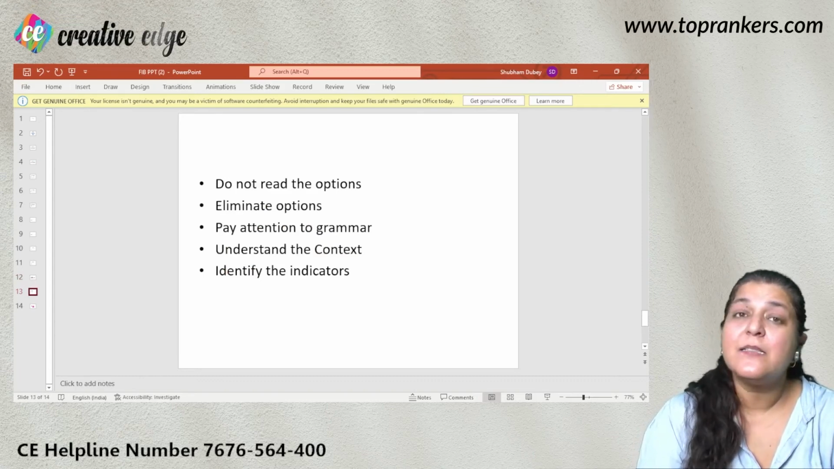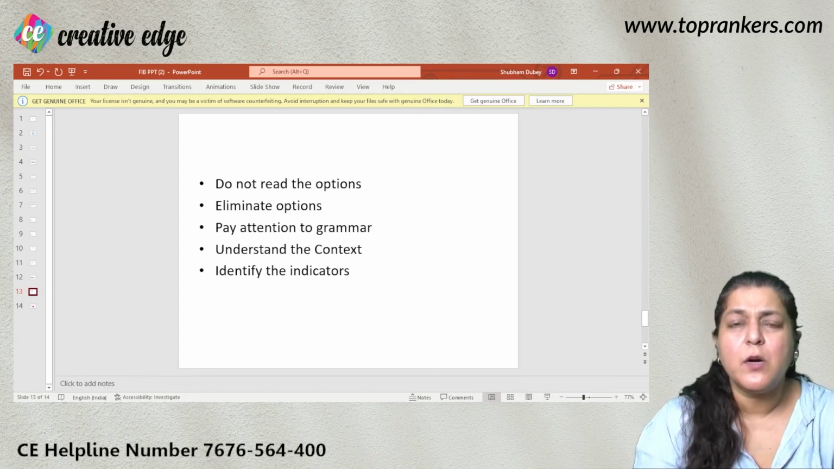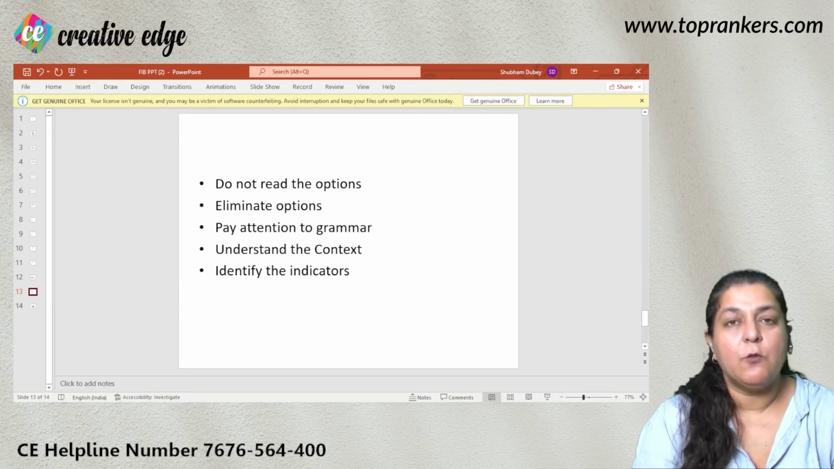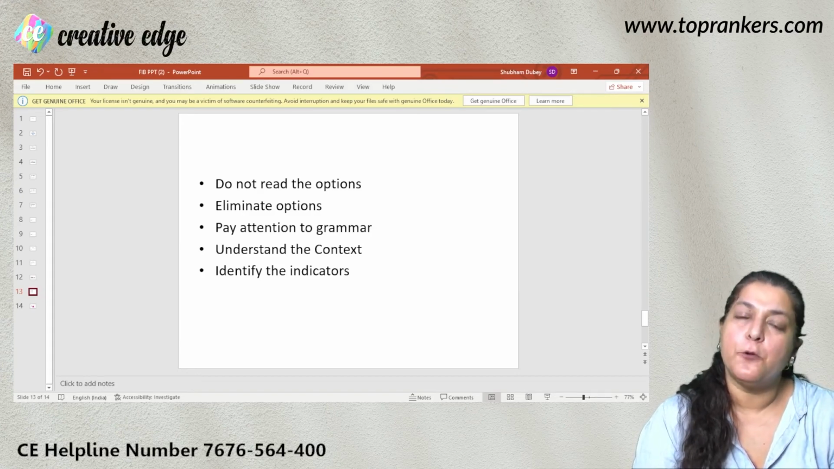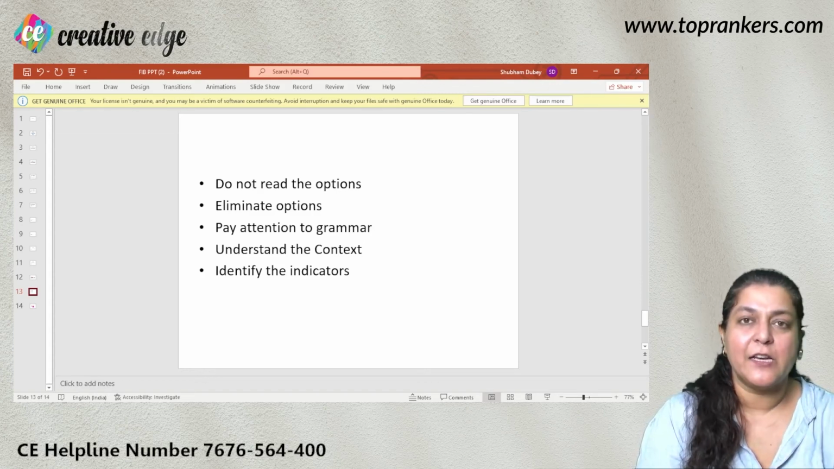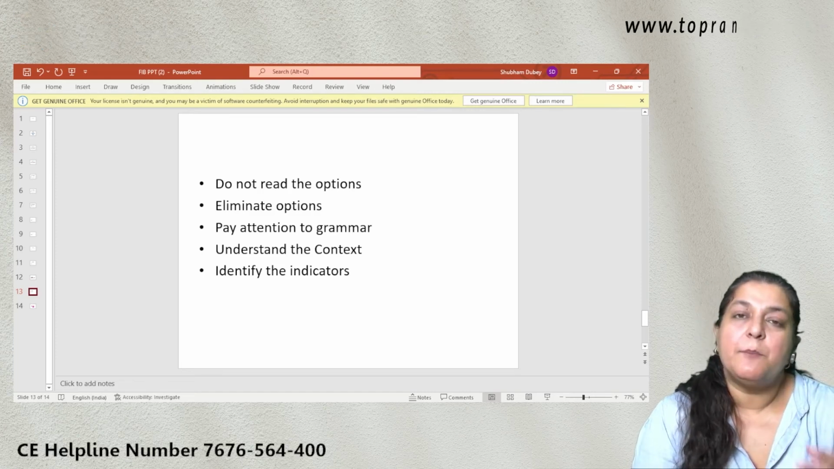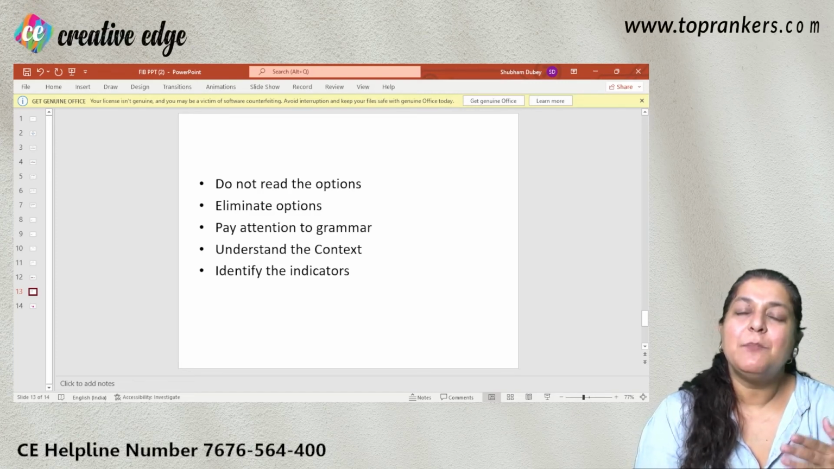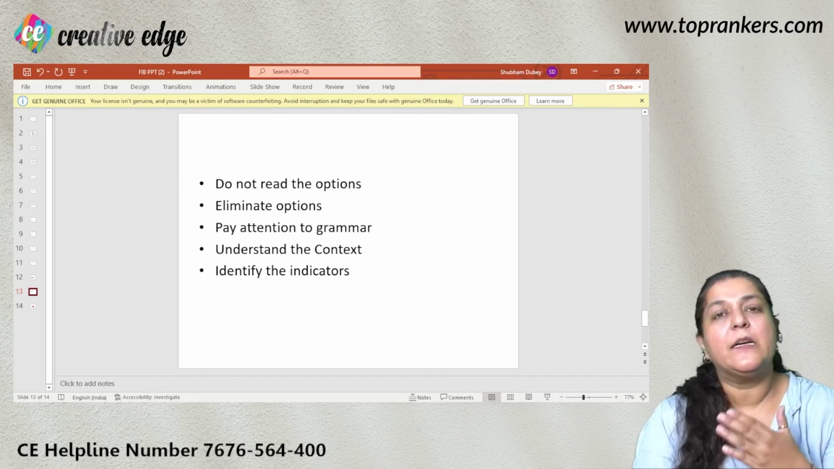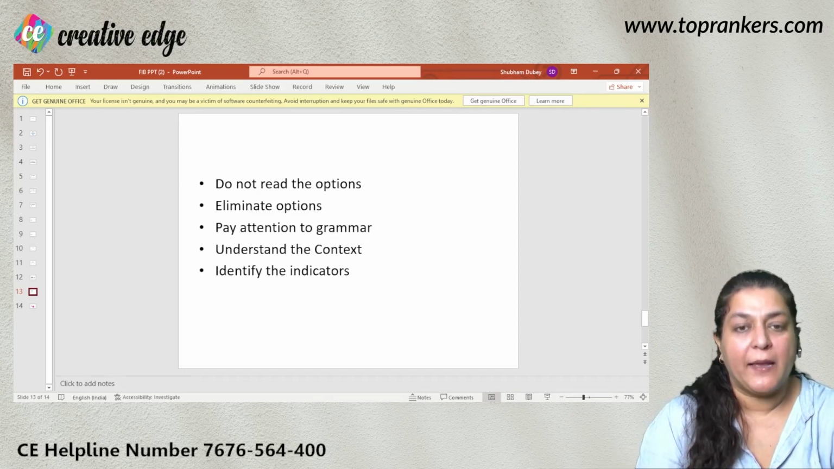The first one says do not read the options. Yes, do not read the options ever, because what works best is if you are able to form a shadow word of your own. When you form a shadow word of your own while you are reading the blank, it may be in your mother tongue, it may be in easier English, it may be in a language that only you can understand. But what is important is that once you are able to form that shadow word, your options are automatically shortlisted. And then you know what you have to pick to fit in the blank.